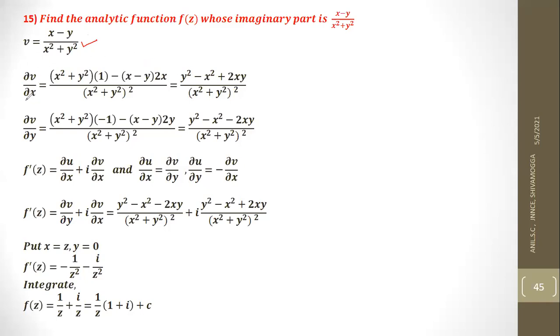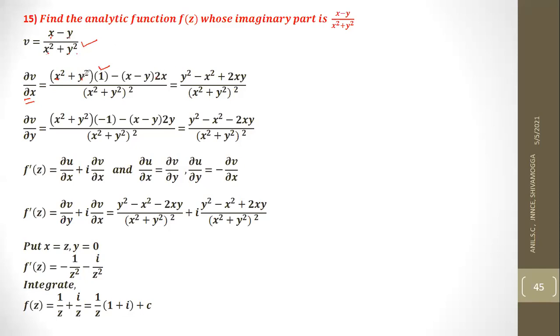Derivative of this v is denoted by del v by del x. Use quotient rule. Denominator, that is x square plus y square, into derivative of x minus y with respect to x, which is 1. Derivative of x is 1 and y is constant, its derivative will be 0. Minus numerator, that is x minus y, into derivative of the denominator. Derivative of x square is 2x and that of y square is 0.